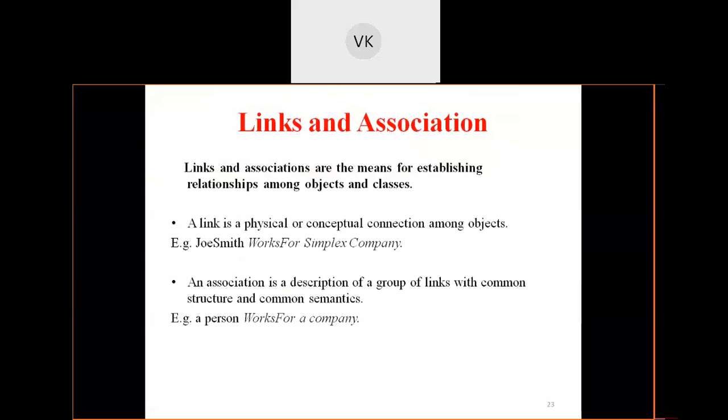Okay, next one, links and association. The next concept is links and association. Links and associations are the names for establishing the relationships among the objects and classes here. An object is an instance of the class here. Indirectly, object meaning is class itself. Objects are the instances of the classes here. We are going to make a relationship between the classes and objects by using the links and association.